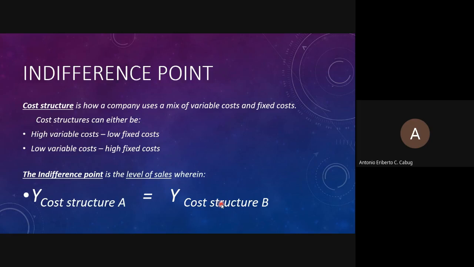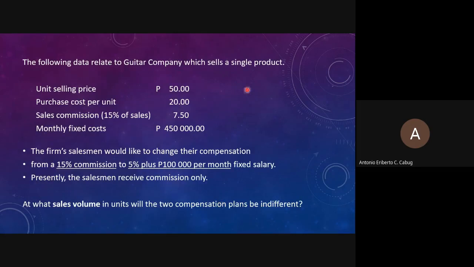We ended with this problem last meeting. The following data relate to our company, which sells a single product. Unit selling price 50. Purchase cost per unit, this is normally a variable cost, 20. Sales commission, since it depends on sales, is also variable, 7.50. That's 15% of 50. Monthly fixed cost, 450K.